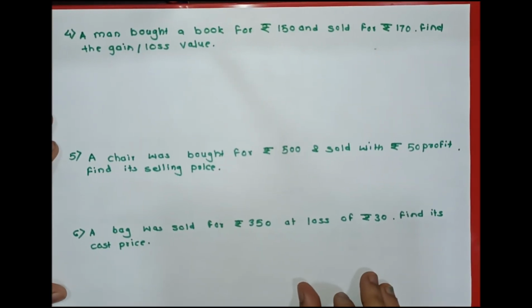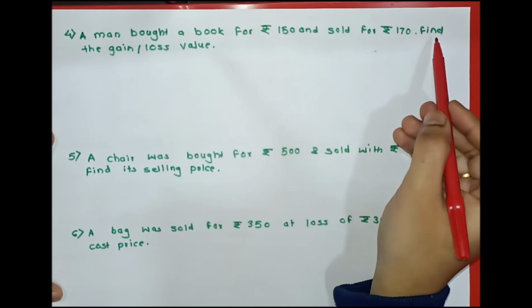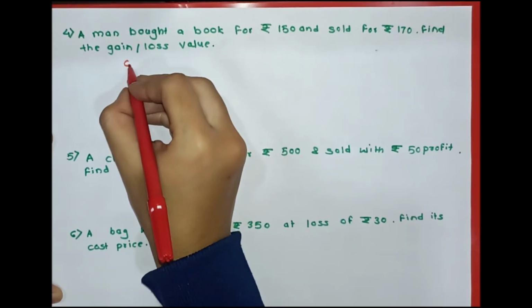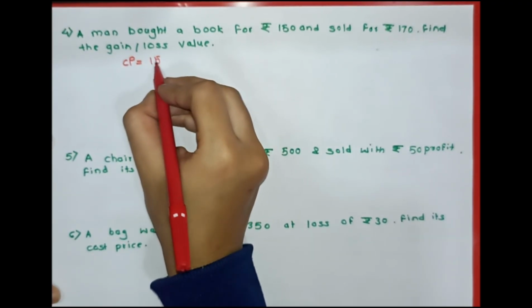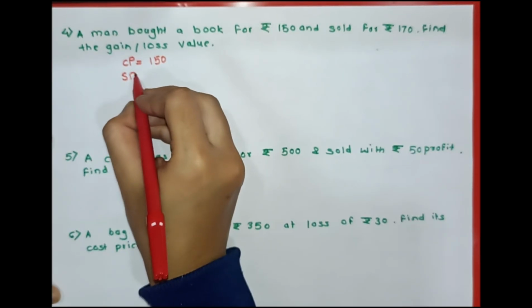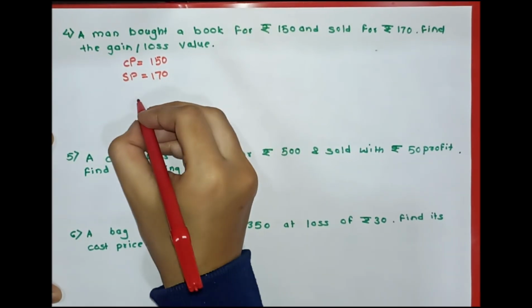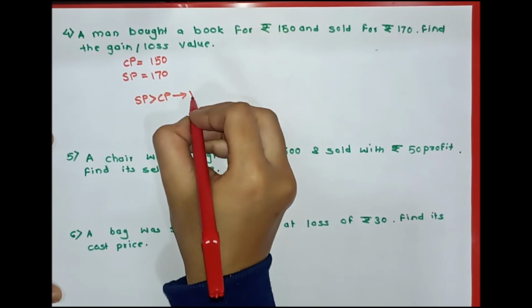Next question. A man bought a book for rupees 150 and sold it for 170. Find the gain or loss value. The book was bought for 150 rupees, so that is the cost price, and it was sold for 170 rupees. We can see that the selling price is greater than the cost price, so it is a profit.